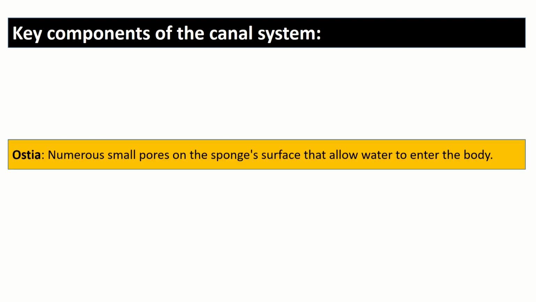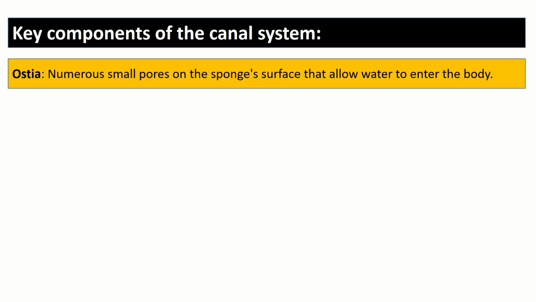So which are the key points of the canal system? Number 1, ostia. The ostia are the numerous small pores on the sponge surface that allow water to enter the body. The water enters the body through these pores. These ostia are perforated or spread over the body of the sponge or the poriferan organisms.